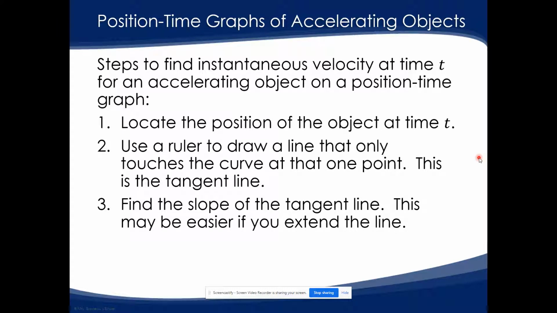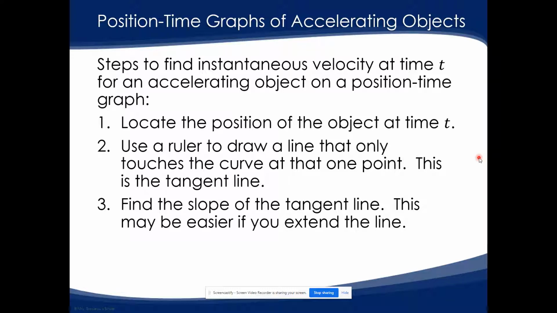So we're going to go through this together. Don't worry if you feel a little lost. The steps to find an instantaneous velocity at a certain time for an accelerating object on a position time graph are that we're going to find the position of the object at this certain time, which is what we were just doing. Then we're going to use a ruler to draw a line that only touches the curve at that one point. And that's going to be your tangent line.